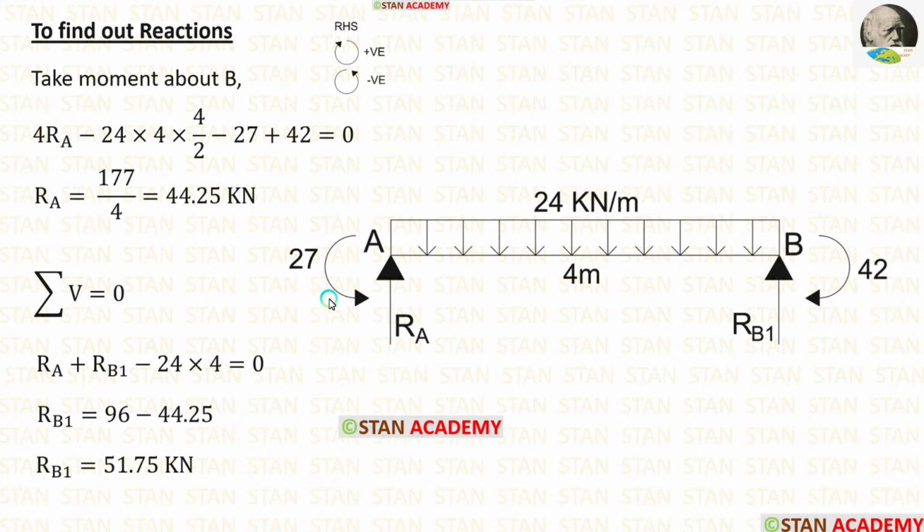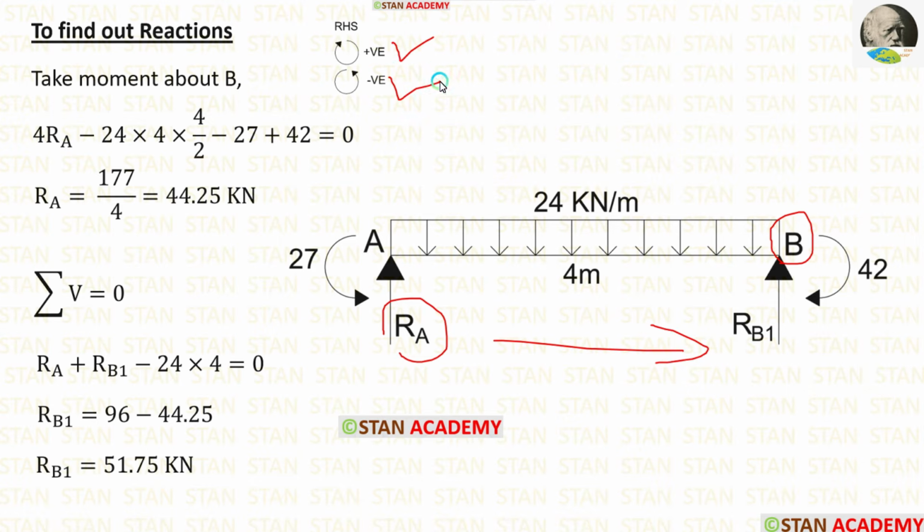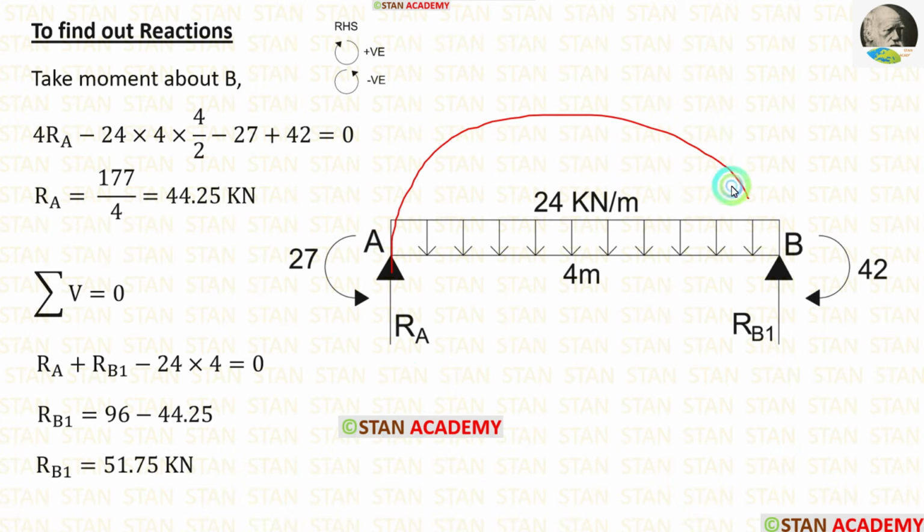In this span, first I am going to calculate RA. For that, I am going to take moment about B. In this case, I am moving towards the right hand side. Clockwise will be positive and anti-clockwise will be negative. The vertical reaction RA is acting towards the point B in the clockwise direction, so it will be positive and the distance is 4 meter, so 4 RA.